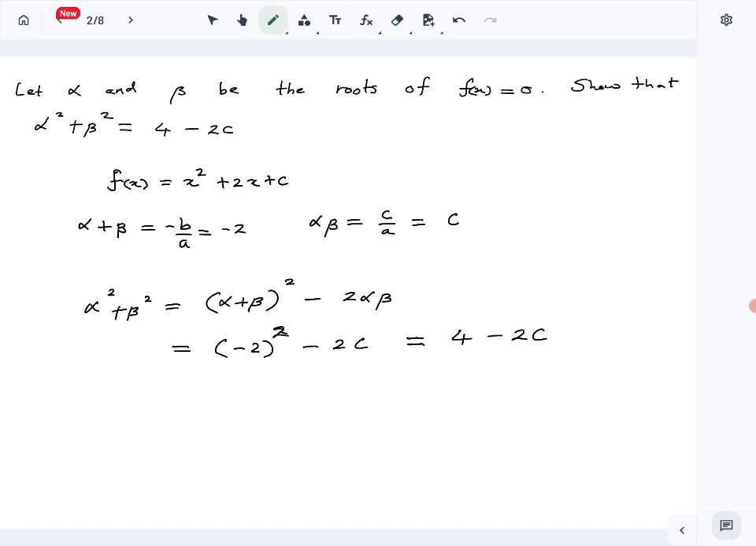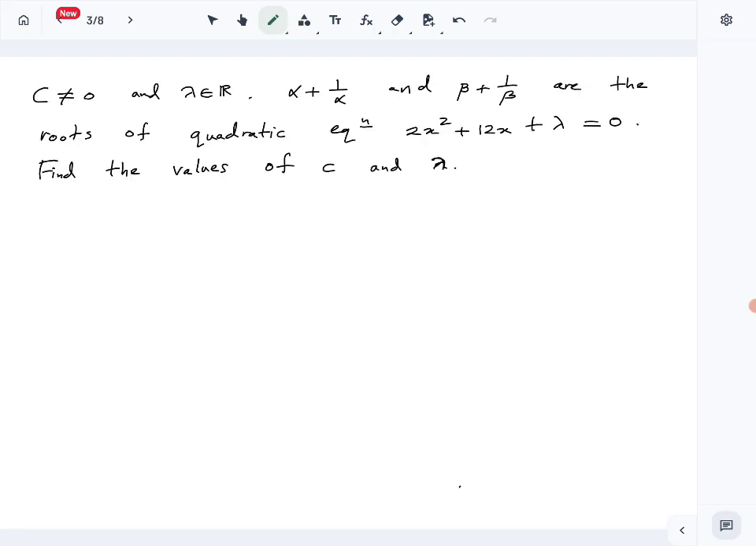Then the last part of part A. So now they are saying c is non-zero and lambda is a real number, and then alpha plus 1 over alpha and beta plus 1 over beta are the roots of this quadratic, 2x squared plus 12x plus lambda equals 0. Given all of that, we have to find the value of c and the value of lambda, right?